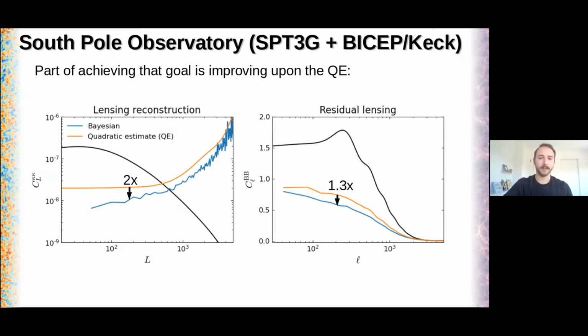So this is a forecast for using SPT3G, the full survey, to reconstruct the lensing potential. And you can see on the left panel, the effective noise in the quadratic estimator spectrum is actually going to be almost a factor of 2 lower with the Bayesian method compared to the quadratic estimate. And that will in turn correspond to reducing the residual lensing after delensing by about a factor of 1.3. So these are significant improvements we want to make, which were in fact built into the plot that I just showed on the previous slide.